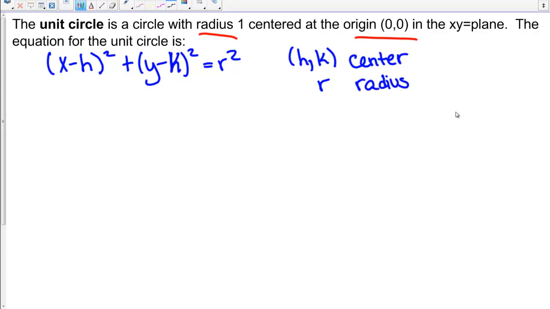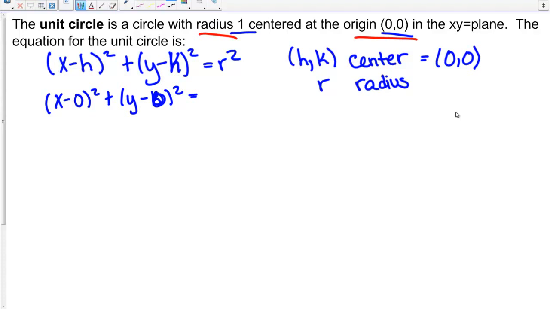So we know that the center is (0, 0), so that means h is 0 and k is 0, so (x minus 0) squared plus (y minus 0) squared equals r squared. Our radius is 1, so r is 1, so 1 squared, and then we simplify this. We have x squared plus y squared equals 1. So this is our equation for the unit circle.